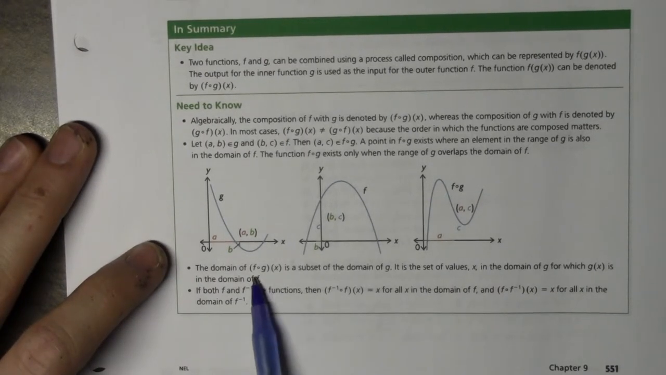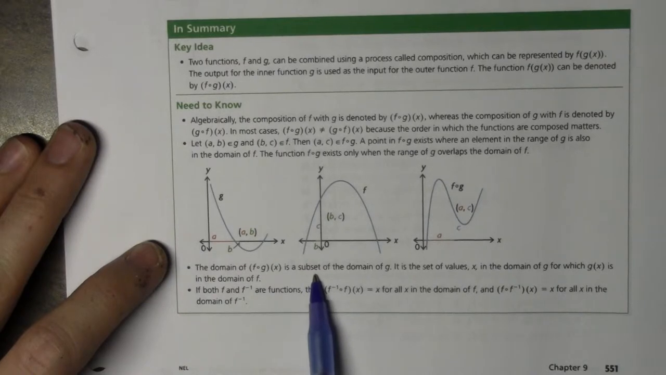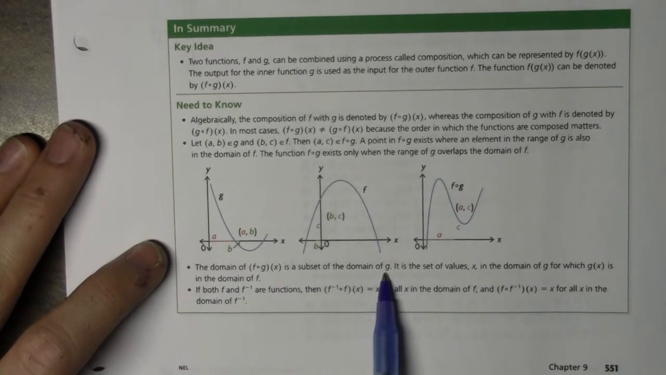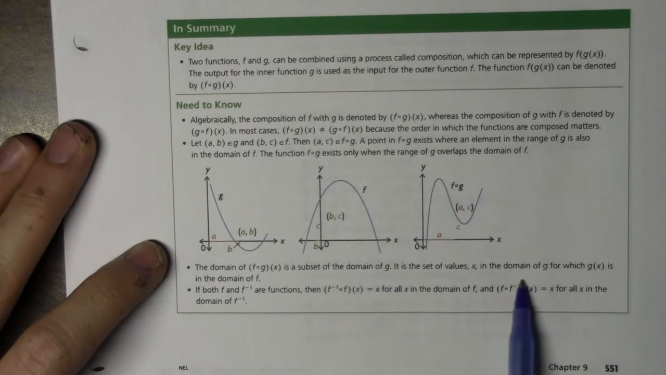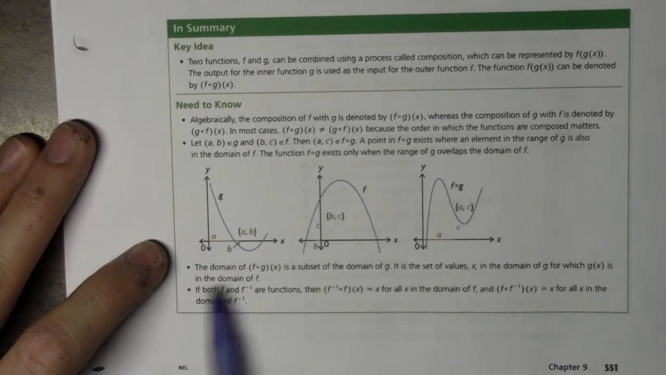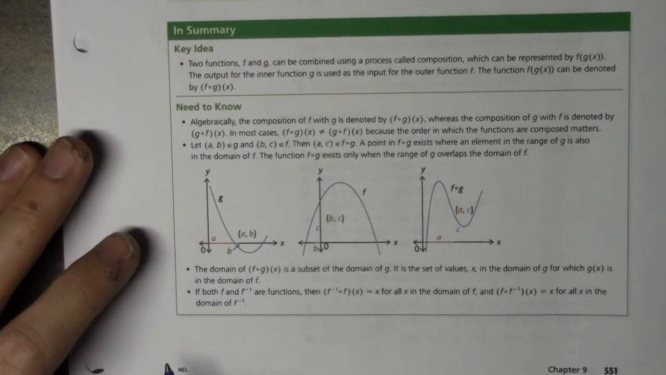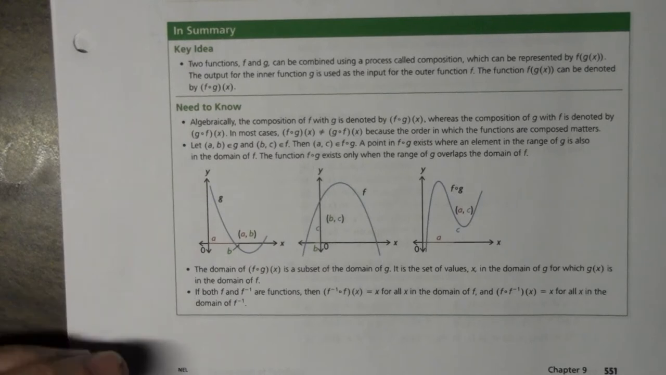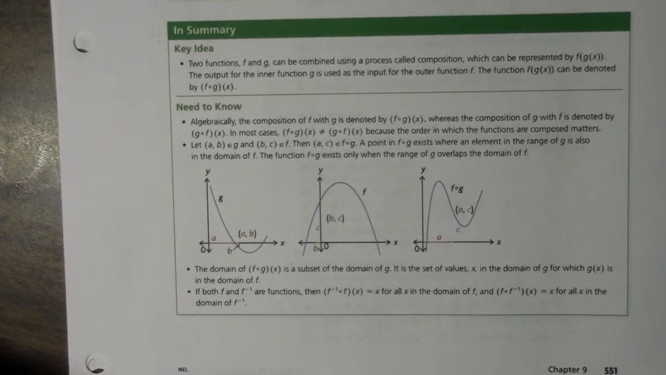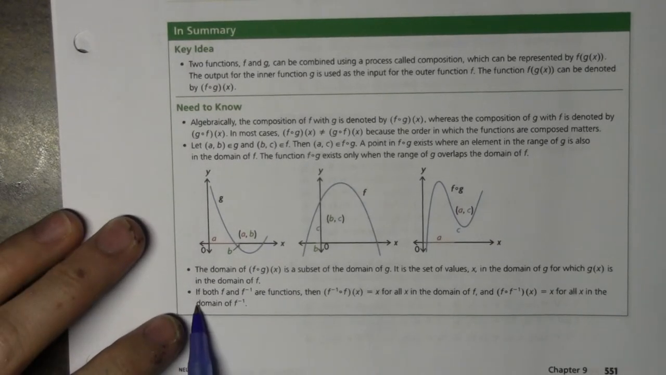The domain of f composed of g at x is a subset of the domain of g. It is the set of values x in the domain of g for which g at x is in the domain of f. So again, that's that same sentence we looked at the last paragraph. You got to read it over if it's not making sense.